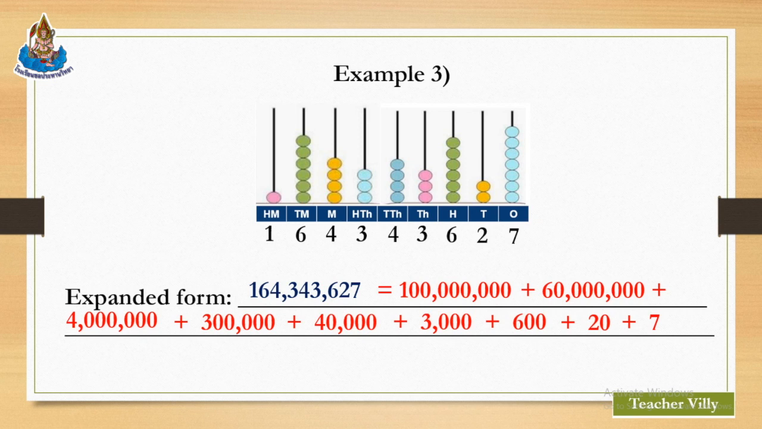164,343,627 can be written in expanded form as 100 million plus 60 million plus 4 million plus 300,000 plus 40,000 plus 3,000 plus 600 plus 20 plus 7. Excellent.